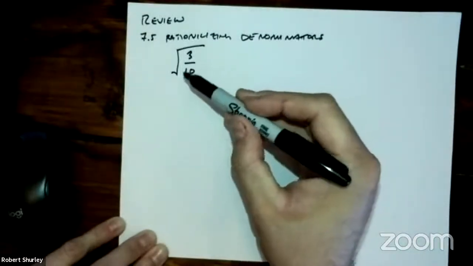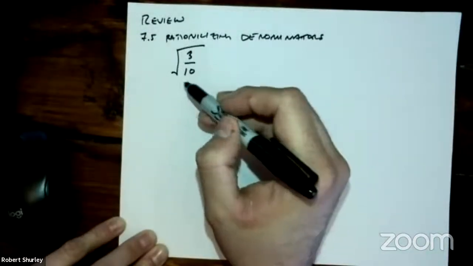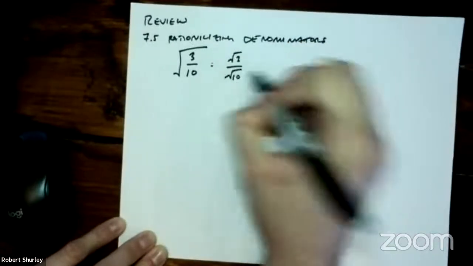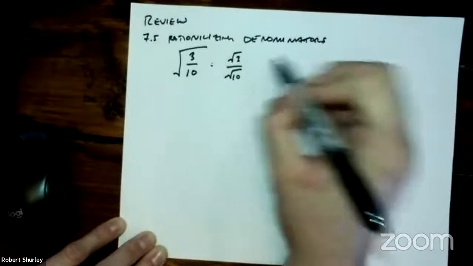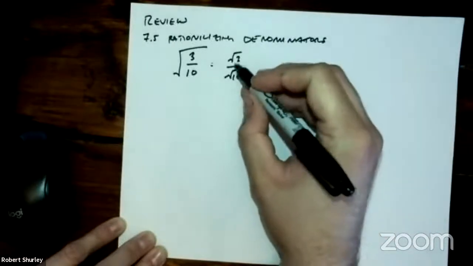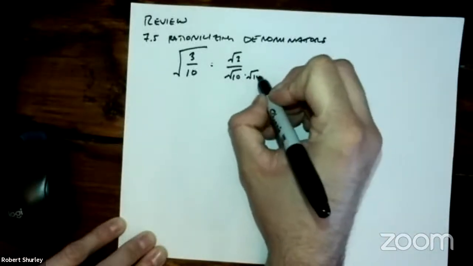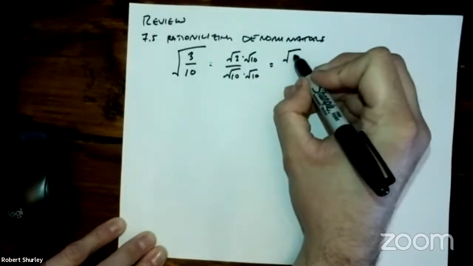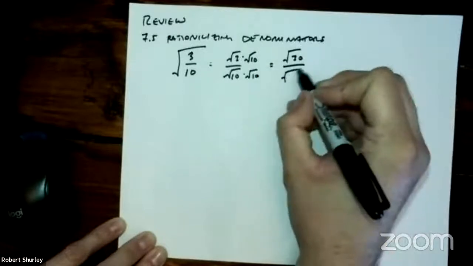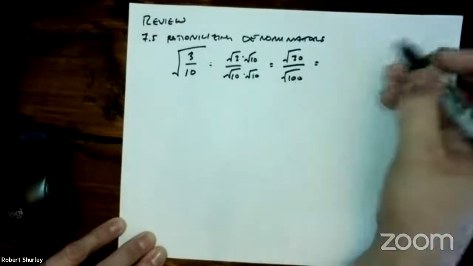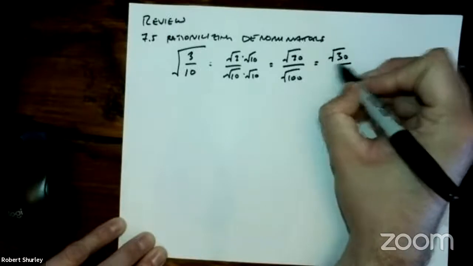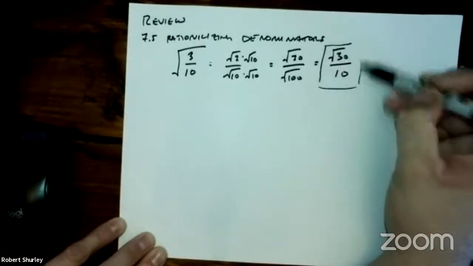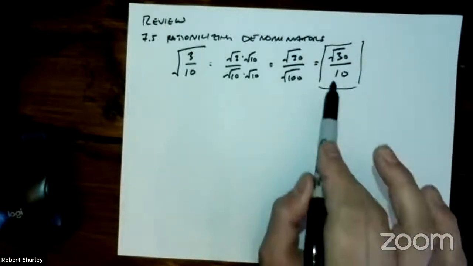If it's a single radical, we need to break it apart into the numerator and denominator. And then to rationalize it, remember we just multiply by the square root of the denominator on top and bottom. And we wind up with the square root of 30 over the square root of 100. The square root of 100 is just 10, right? So we wind up with the square root of 30 over 10. So we've rationalized the denominator. There's no radical on the bottom.